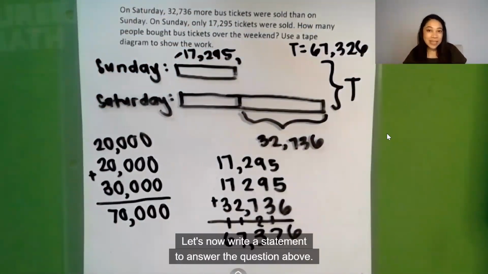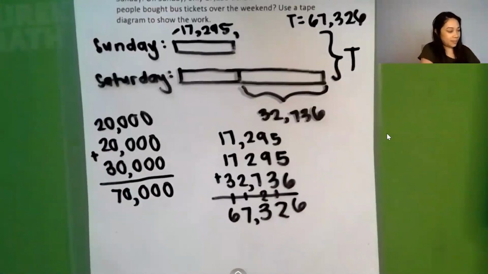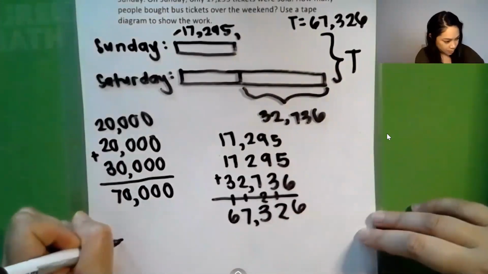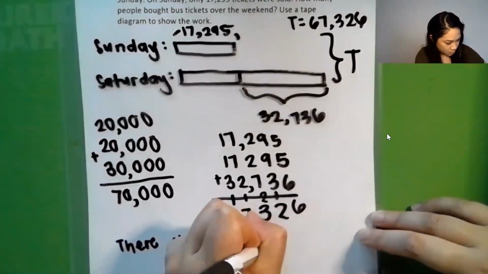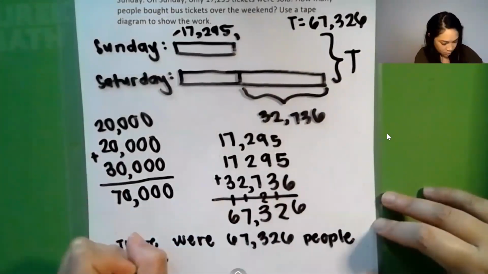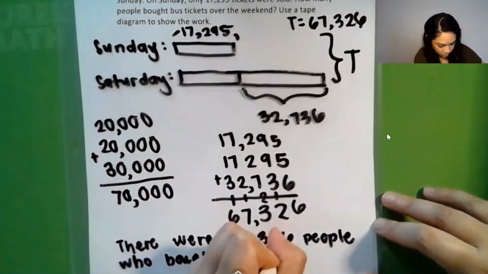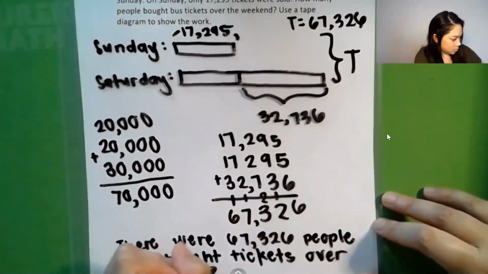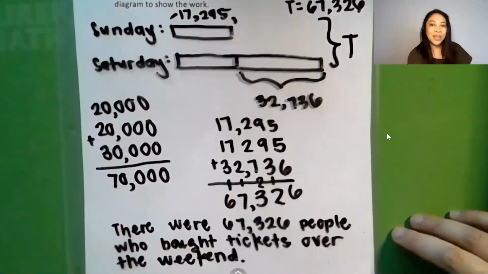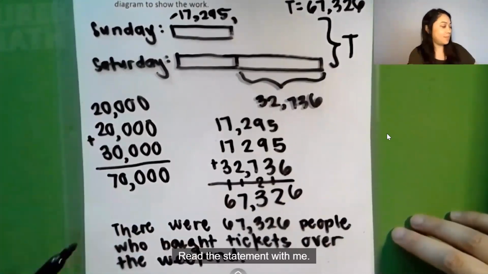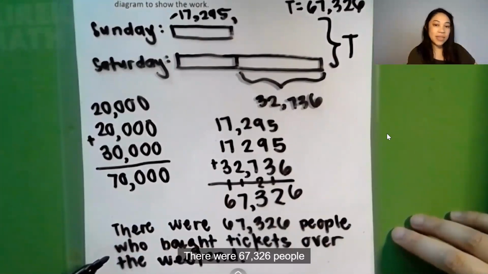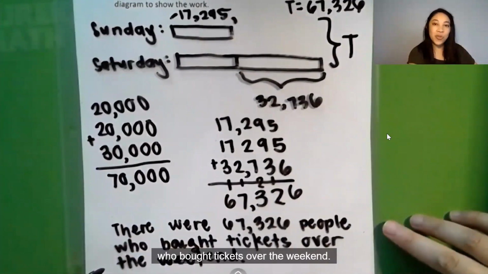Let's now write a statement to answer the question above. Read the statement with me. There were 67,326 people who bought tickets over the weekend.